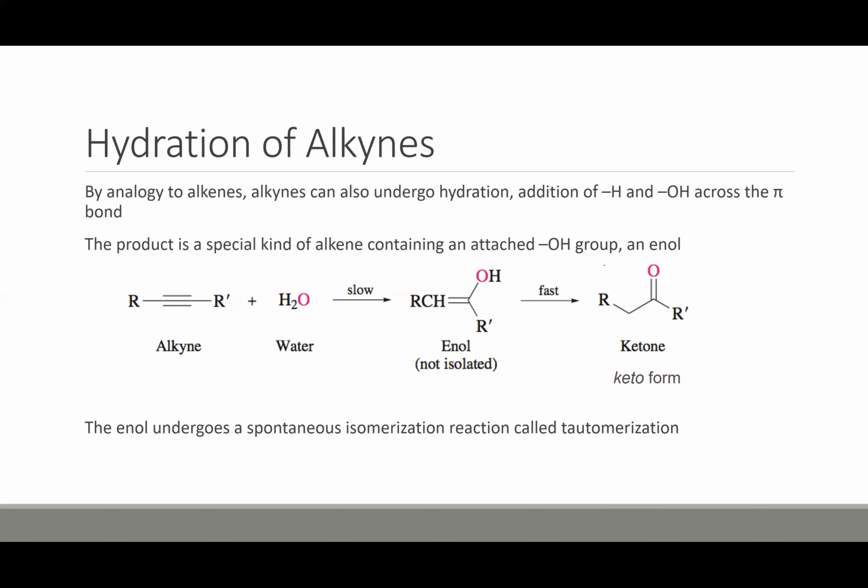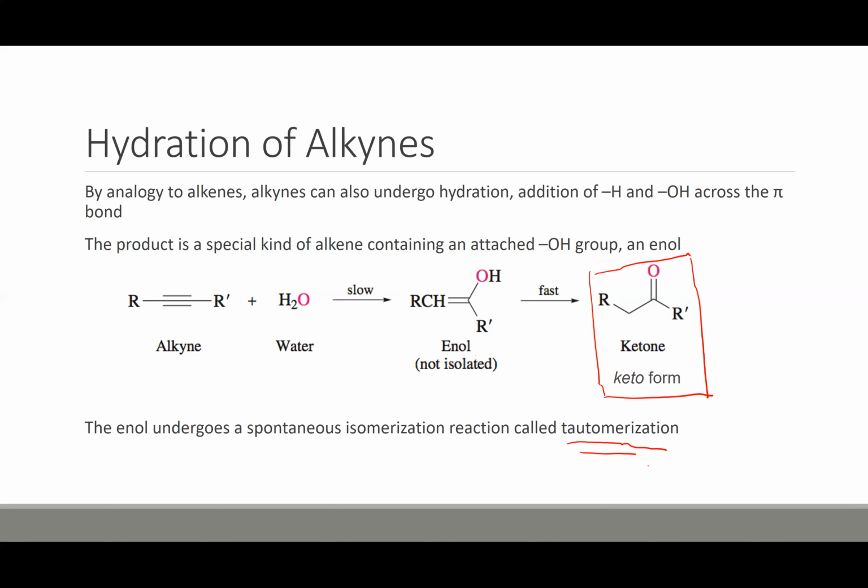Enols have a resonance form that they very quickly will convert into. That is a ketone. And we talked about ketones in our functional groups. We introduced them briefly when we talked about functional groups. So ketones are a type of functional group. So enols will be formed and then they very quickly undergo this isomerization, this fast transfer into a ketone. This type of reaction between an enol and a ketone is called a tautomerization.